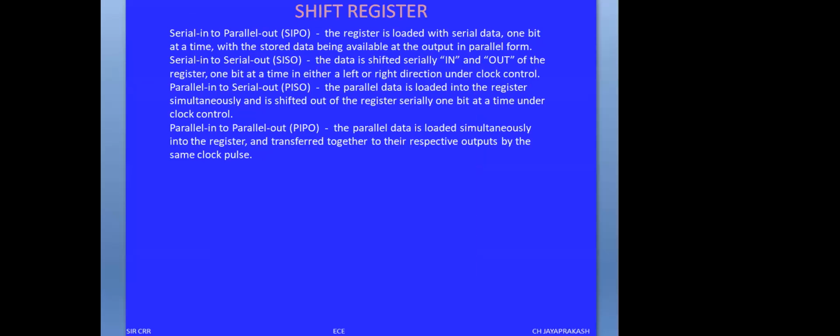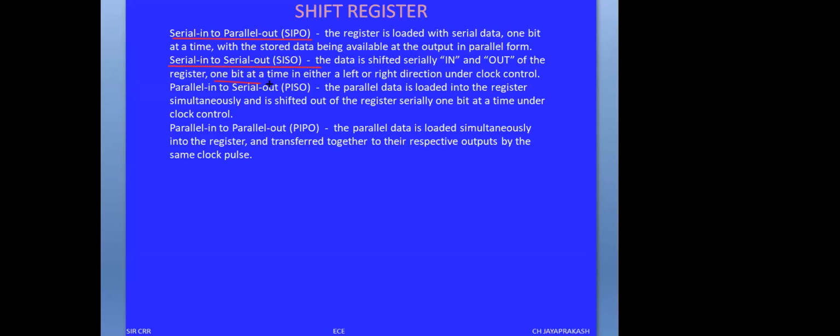Now, the four types of operations we have verified: serial input, parallel output, serial input, serial output. Sorry. First one is serial input, parallel output. The register is loaded with serial data, one bit at a time, with the stored data being available at the output in parallel. That is serial input, parallel output. Second one is serial input, serial output. The data is shifted serially in and out of the register, one bit at a time.